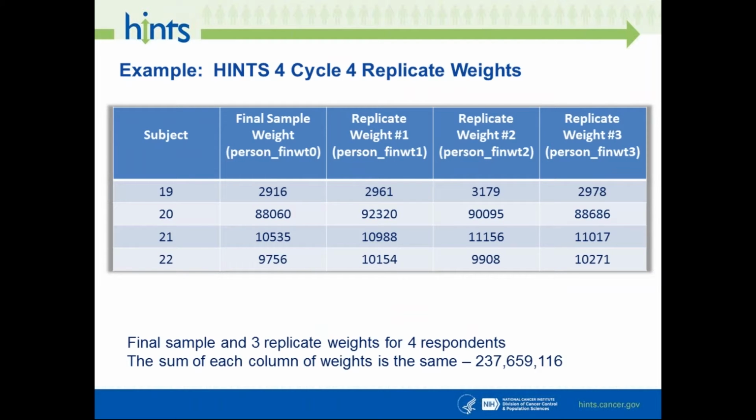Now for HINTS 4 cycle 1, it's called person underscore FIN WT0. Now of course I would not expect you to know that. How did I know that? Well, if you go to the analytics recommendation document, it'll tell you exactly what that is, because you're going to need that. And I'll show you the code in just a second. So you can see here the final sample weight. So subject number 19 represents 2,916 people in the population, etc.